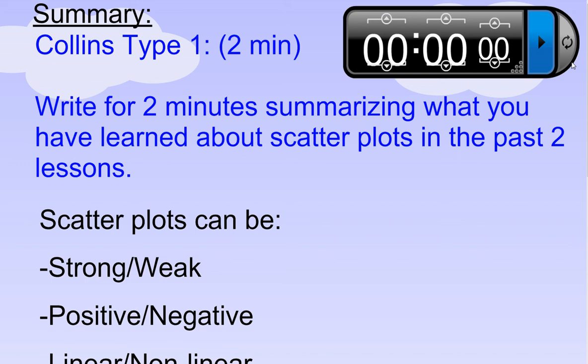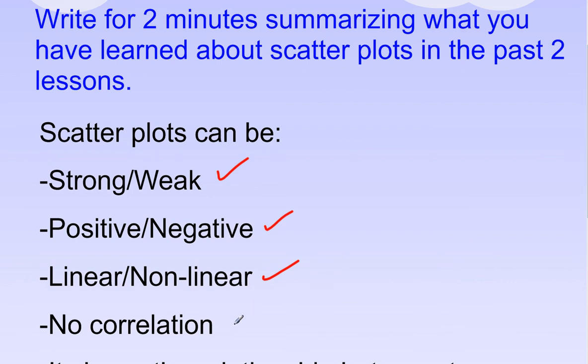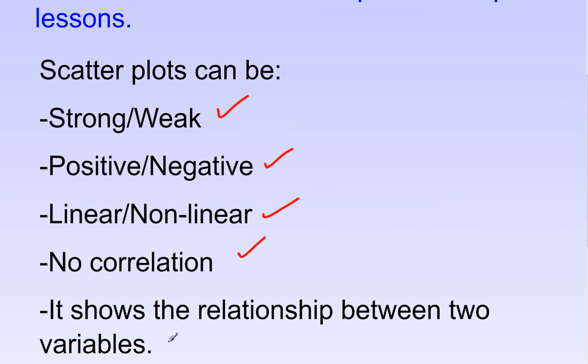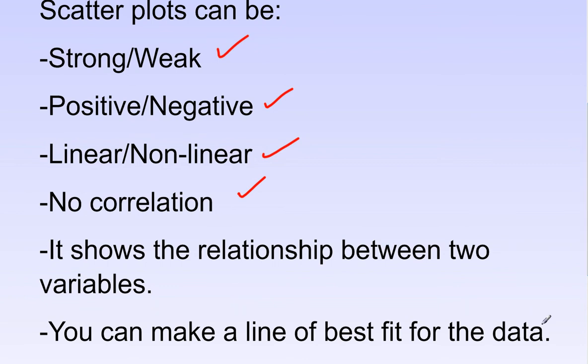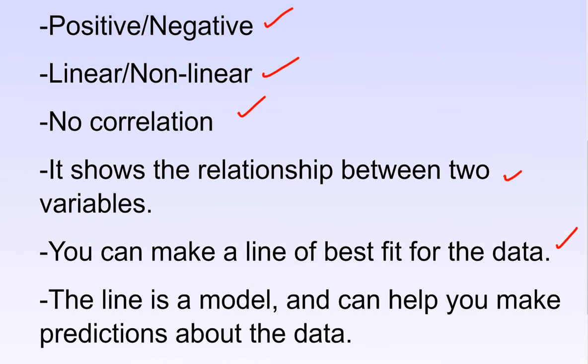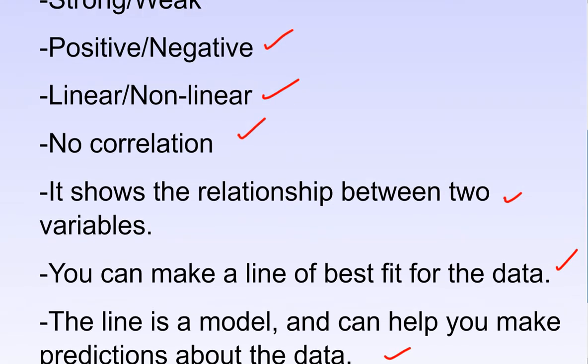All right, so I went ahead and typed out some of the things that I hope you learned. Scatter plots can be strong or weak. They can be positive or negative. They can be linear or nonlinear. They can have no correlation, which means there's no relationship. Scatter plots show the relationship between 2 variables. They show, is there a relationship or is there not a relationship? Is the relationship positive, negative, strong, weak, linear, nonlinear? You can make a line of best fit for the data. The line is a model and can help you make predictions about the data. So these are all things I hope you learned about scatter plots in these previous 2 lessons.